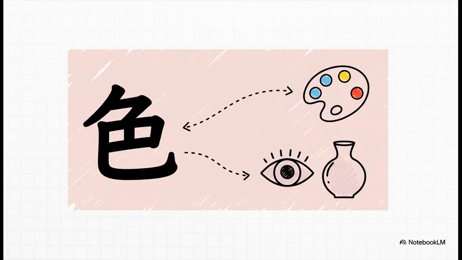Now for the second character, se. This one more directly translates to color, but its meaning is also broader. It can encompass the general appearance or look of something. It can be used to describe the complexion of a person or just the visual quality of an object. So you can already start to see a thematic link building between yen and se. Both of them are deeply concerned with visual presentation.